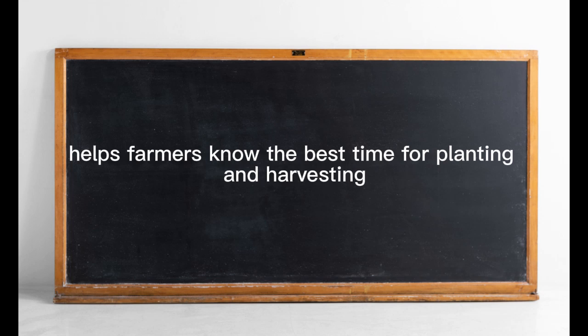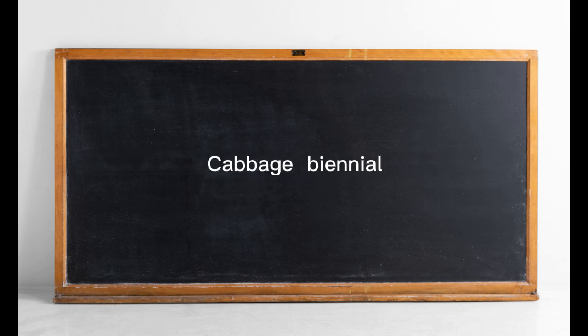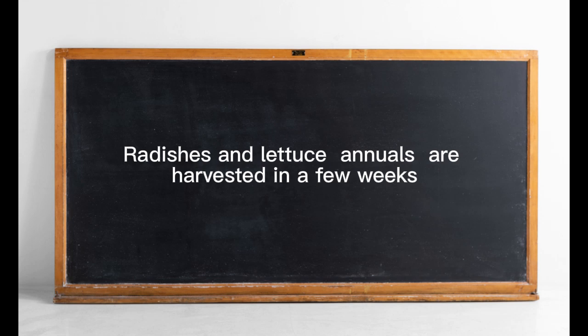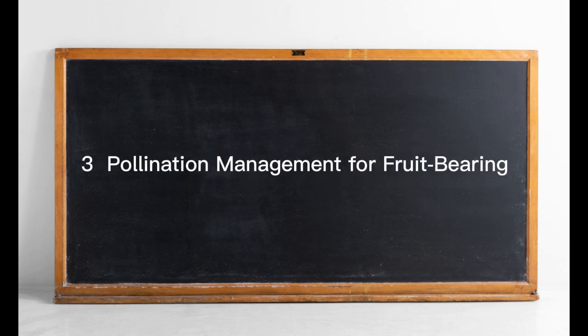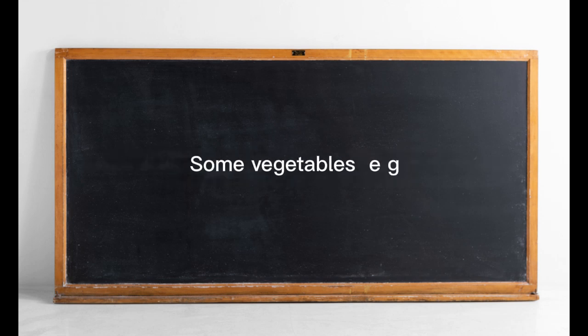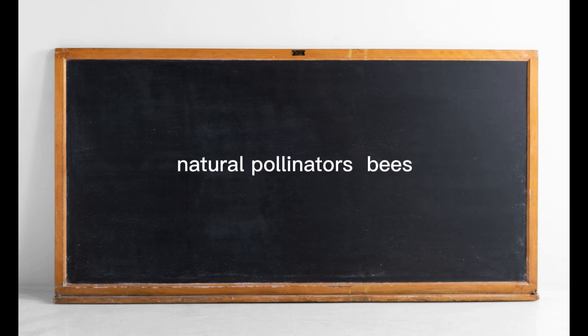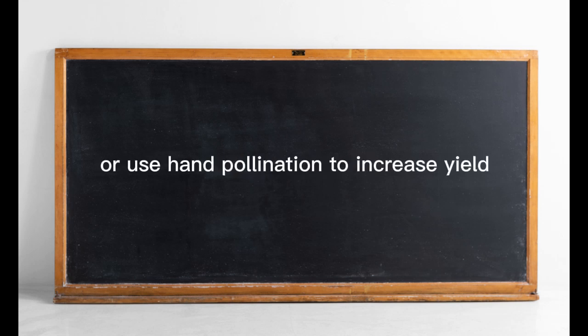Farmers know the best time for planting and harvesting. Example: cabbage needs a full season to form a head before harvesting. Radishes and lettuce are harvested in a few weeks. 3. Pollination management for fruit-bearing vegetables. Some vegetables require pollination to set fruit. Farmers encourage natural pollinators or use hand pollination to increase yield.